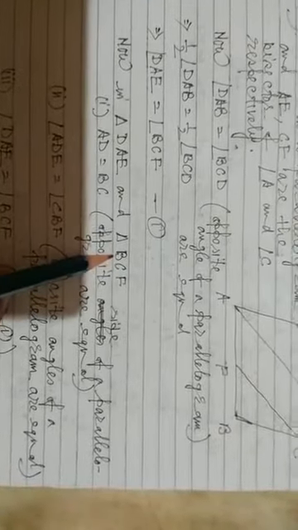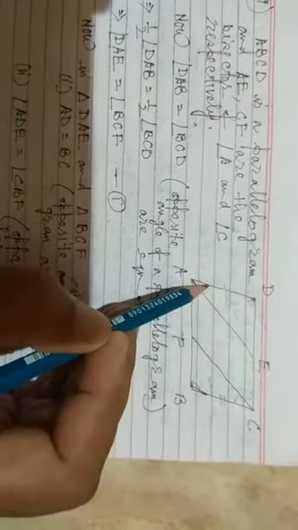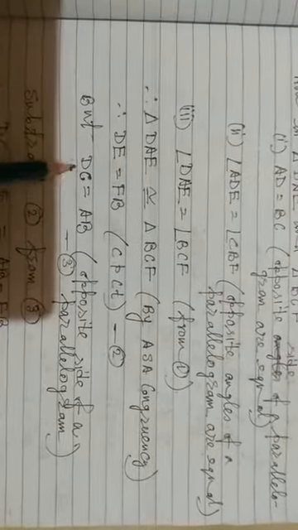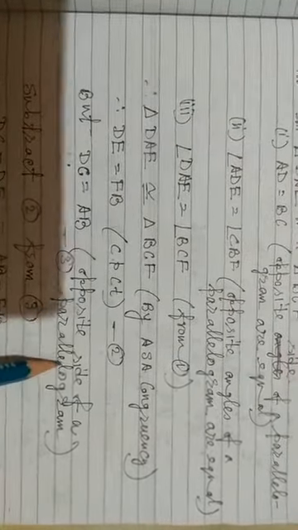Now in triangle DAE and triangle BCF, these are the equal angles. These two sides are equal, opposite sides of a parallelogram, and these two angles are also equal, opposite angles of a parallelogram. So these two triangles are congruent by the property angle, side, angle. Therefore DE equals FB by CPCT, and also DC equals AB, opposite sides of a parallelogram.